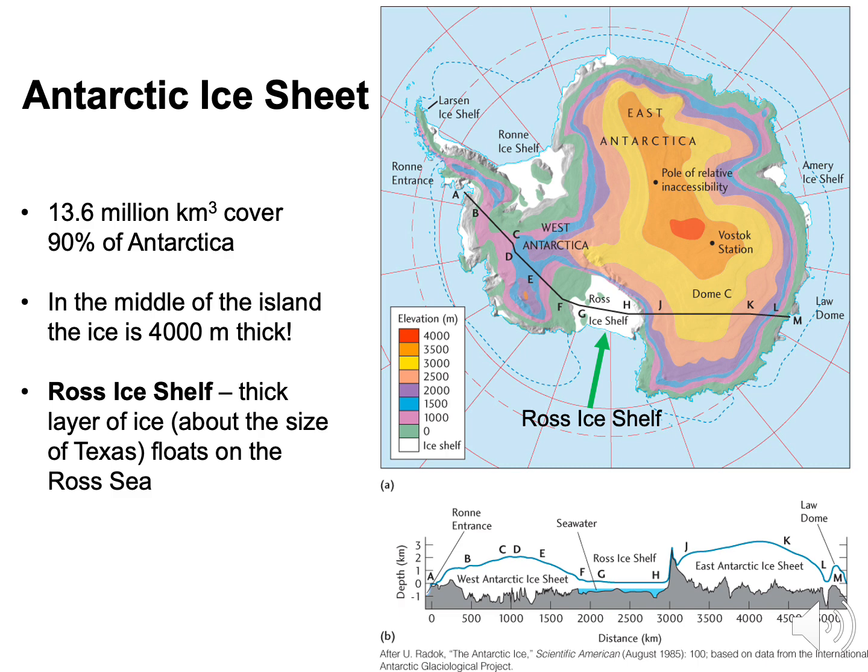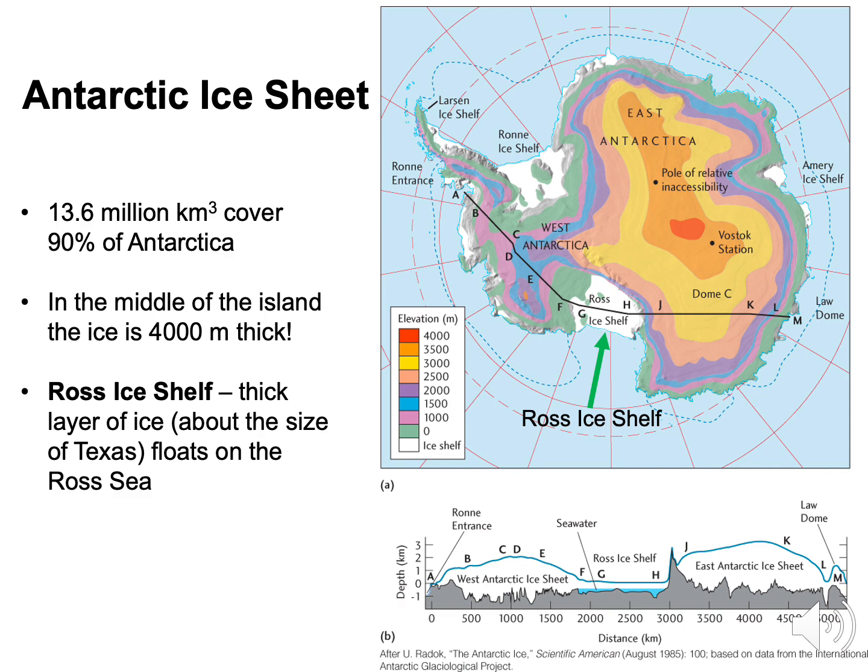Now that we have a sense of the Greenland ice sheet, let's go ahead and take a look at the second continental ice sheet, which is the Antarctic ice sheet. Antarctica, of course, is located over the South Pole. Antarctica is a larger continent than Greenland, and so there is significantly more ice on Antarctica as well. About 13.6 million cubic kilometers of ice cover Antarctica, and over 90% of Antarctica is covered with this ice.